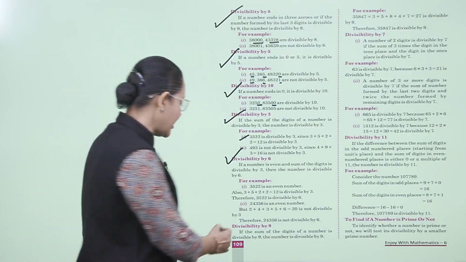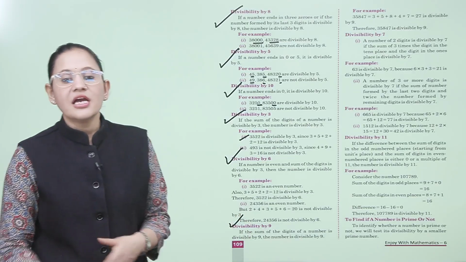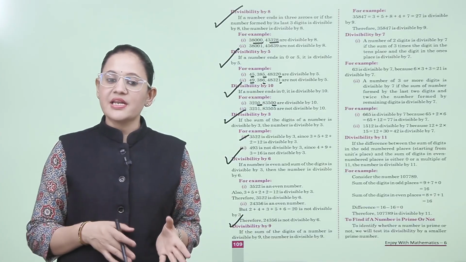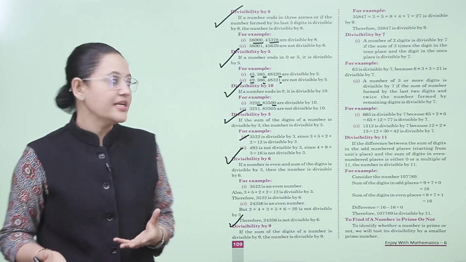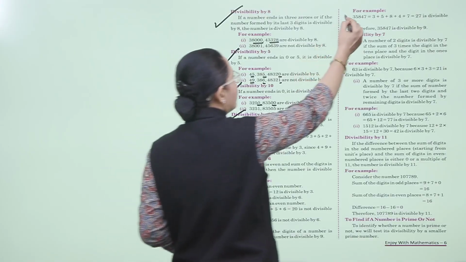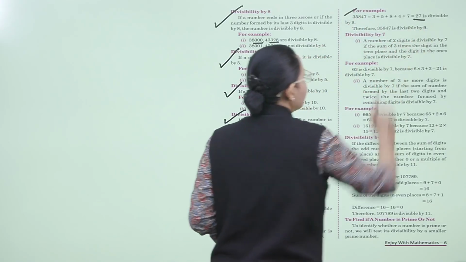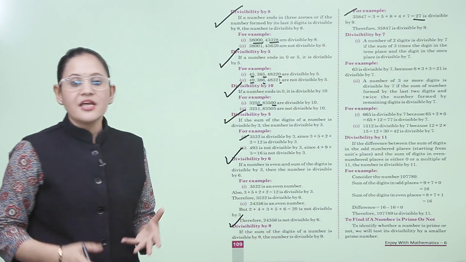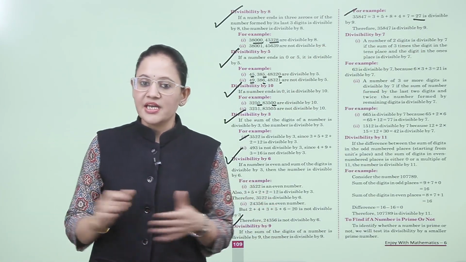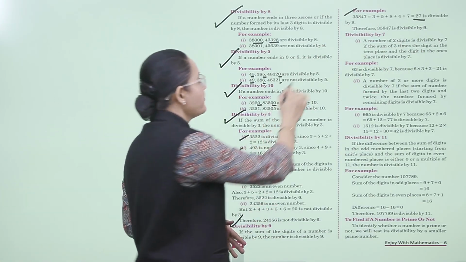Next is divisibility by 9. If the sum of digits of the number is divisible by 9, that means the number is divisible by 9. For example, in the given number, the sum of digits is 27 and 27 is divisible by 9, which means the given number is divisible by 9. Next is divisibility by 7.